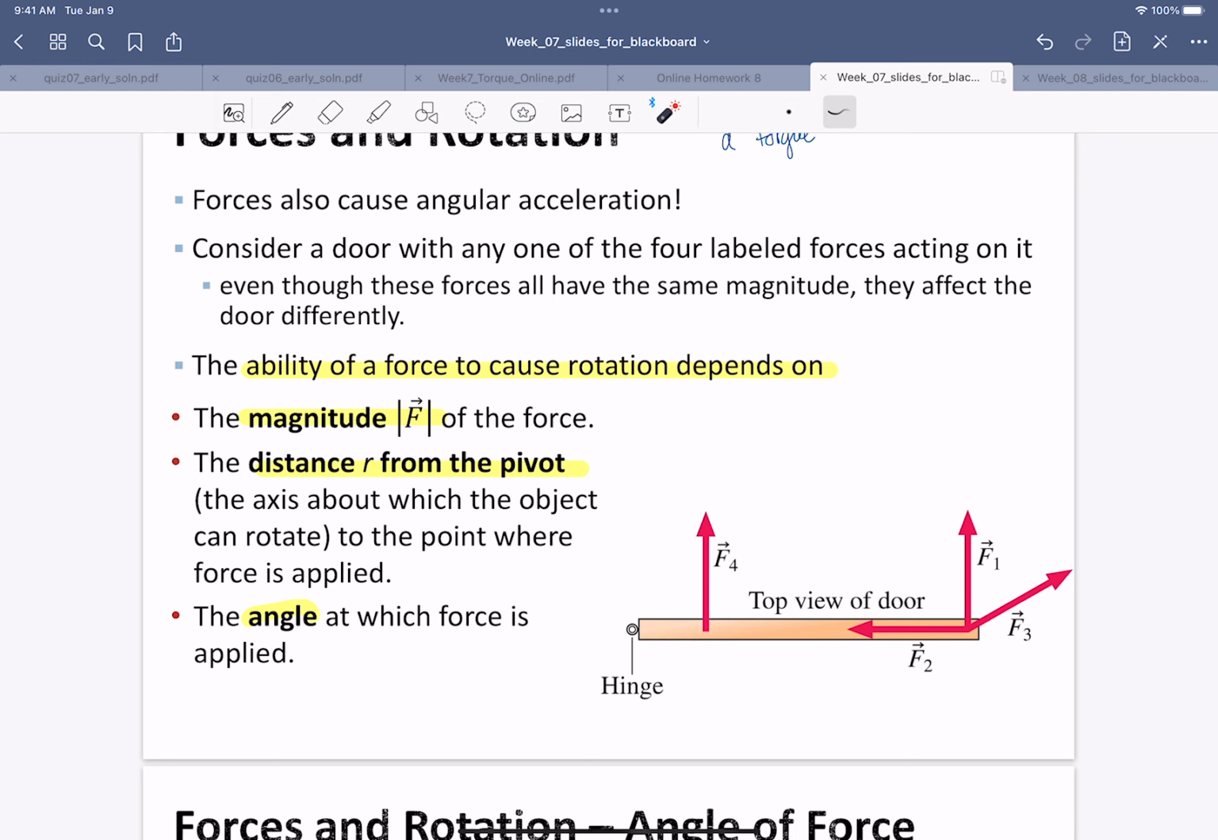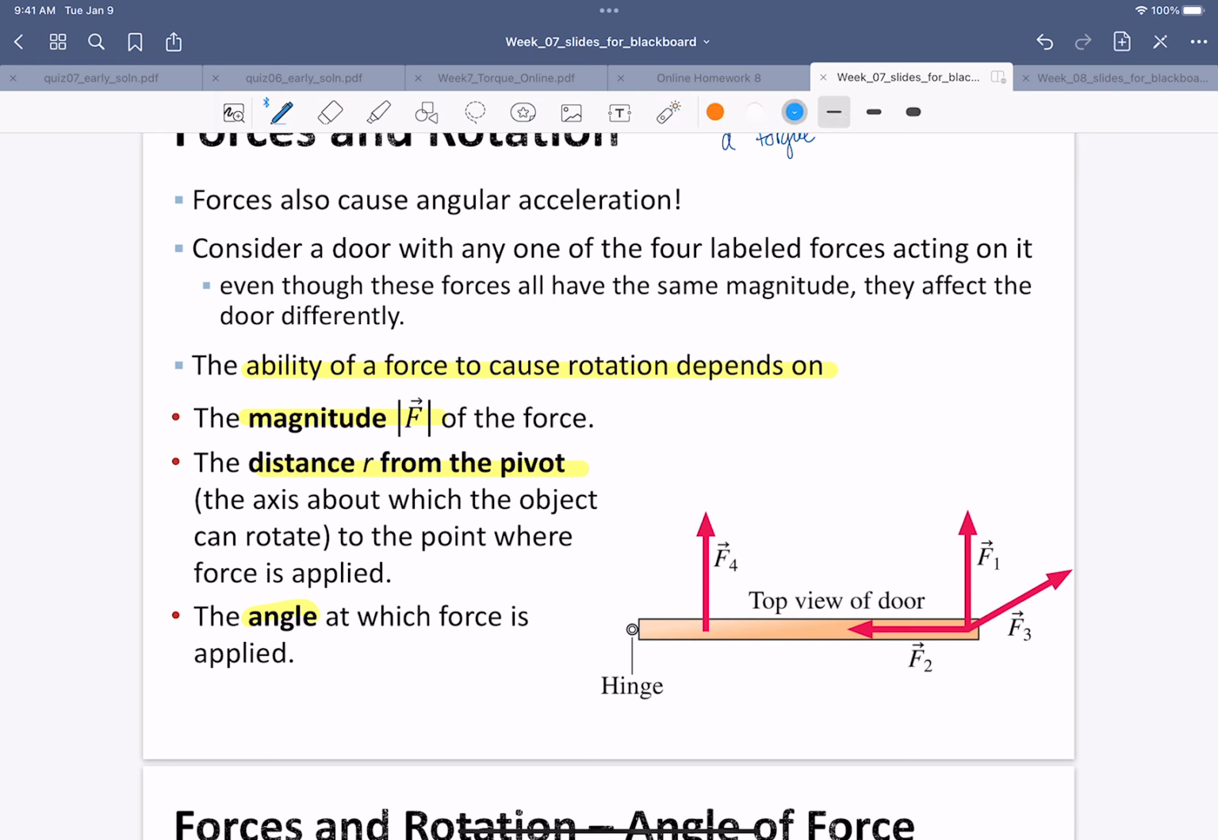As opposed to if I were to really have a great radius, right, if I push near the doorknob, well, there's a huge radius because it's way far away from the hinge, right? So if I have a huge radius, then I can exert less force in order to have the same torque or the same rotation, or enable the same ability for that object to rotate.